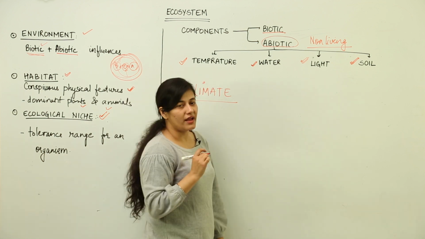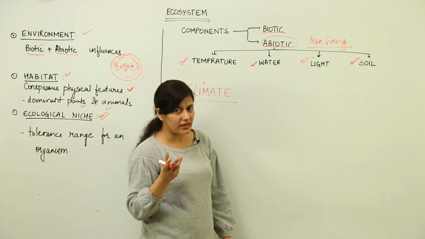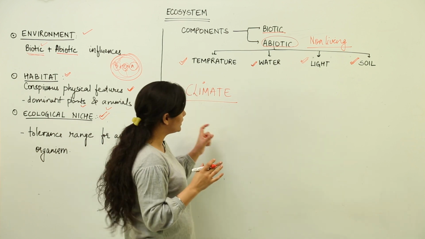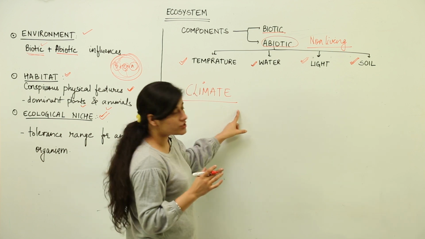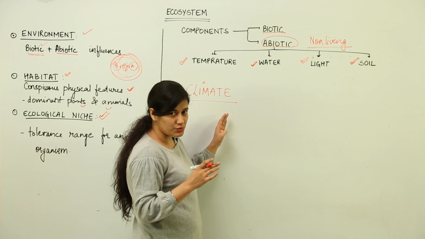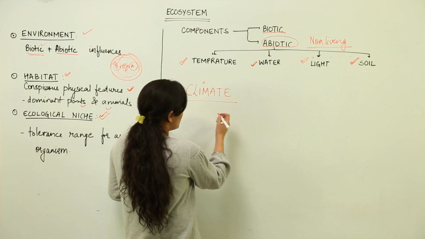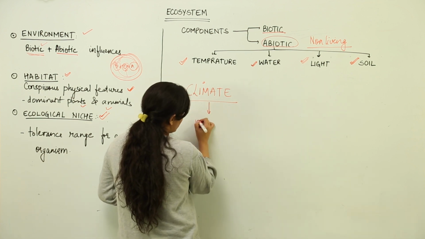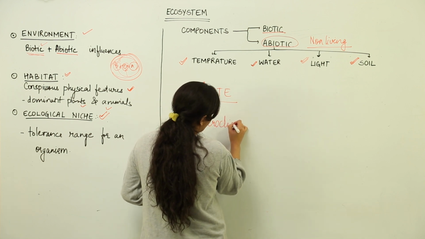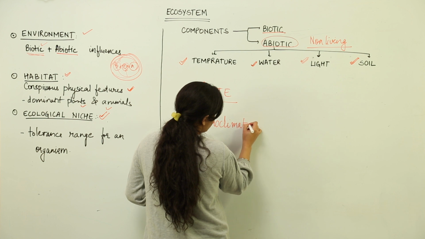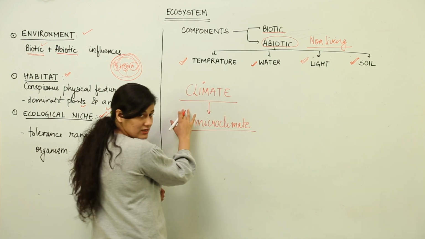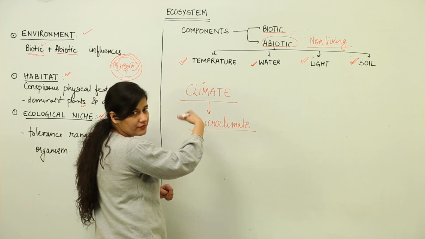You might be aware that there is a difference between climate and weather. Weather is a short duration climate. Climate plays an important role. Climate is the sum total of all the weather activities going on for a given place. What we are concerned with here is microclimate, which is the immediate climatic condition for an organism where it is surviving. This microclimate and basic climate form the abiotic components.